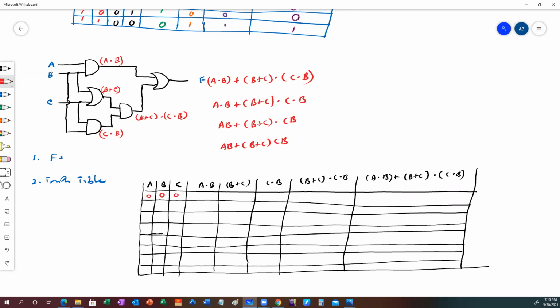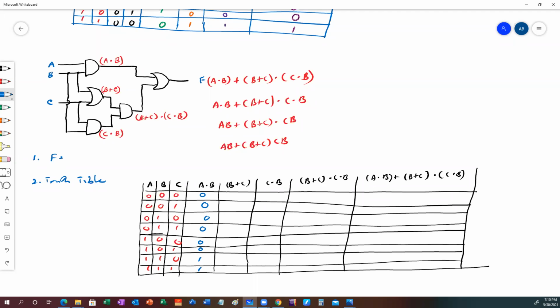0, 0, 0, 0, 0, 1, 0, 1, 0, 0, 1, 1, 1, 0, 0, 1, 0, 1, 1, 1, 0, 1, 1, 1. Then A and B, A and B, A and B, 0, 0, 0, 0, 0, 0, 1, 1. My and you understand it.